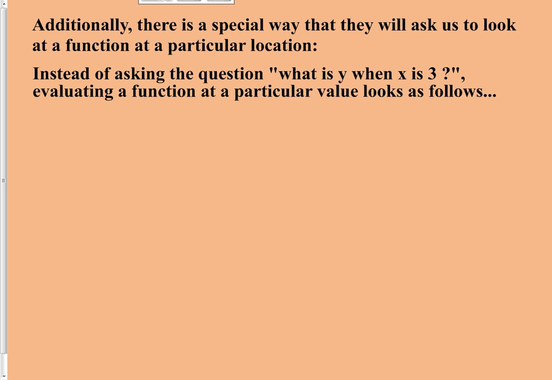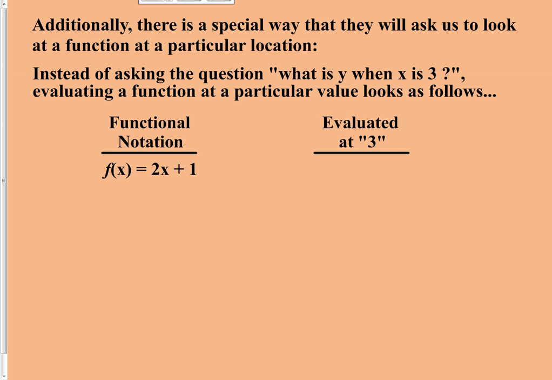Now there's a special way we're asked to look for functions at particular locations. So instead of writing out in verbal or written form, what is y when x is 3, we have a very condensed notation that asks the same question. We've already talked about functional notation, f of x equals 2x plus 1, but let's say we are interested in knowing what's going on in the domain at 3. The notation for that is to replace every x that you have in the equation with the value that you want to evaluate at, in this case, a 3.